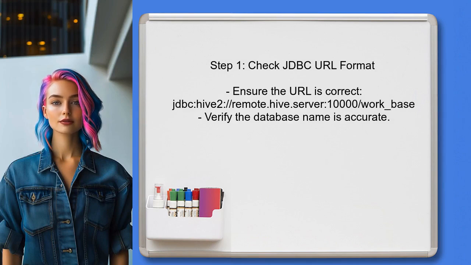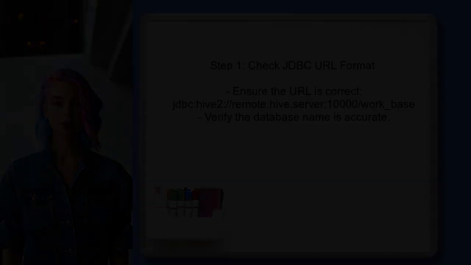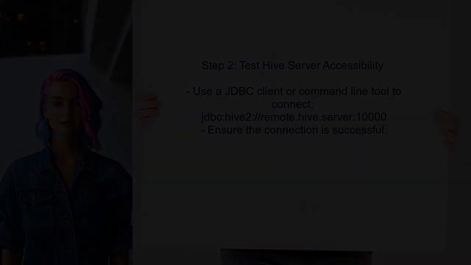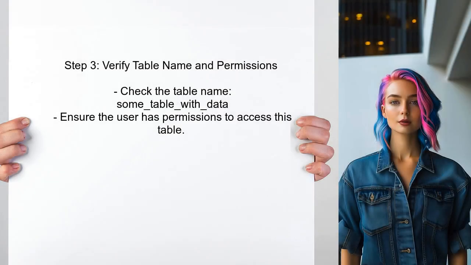To begin resolving this issue, the user should check the JDBC URL format. Ensure that it is correctly pointing to the remote Hive server and includes the correct database name. Next, the user should confirm that the Hive server is accessible from the Spark environment. This can be done by testing the connection using a simple JDBC client or command line tool. The user should also verify that the table name specified in the dbtable option is correct and that the user has the necessary permissions to access the data in that table.